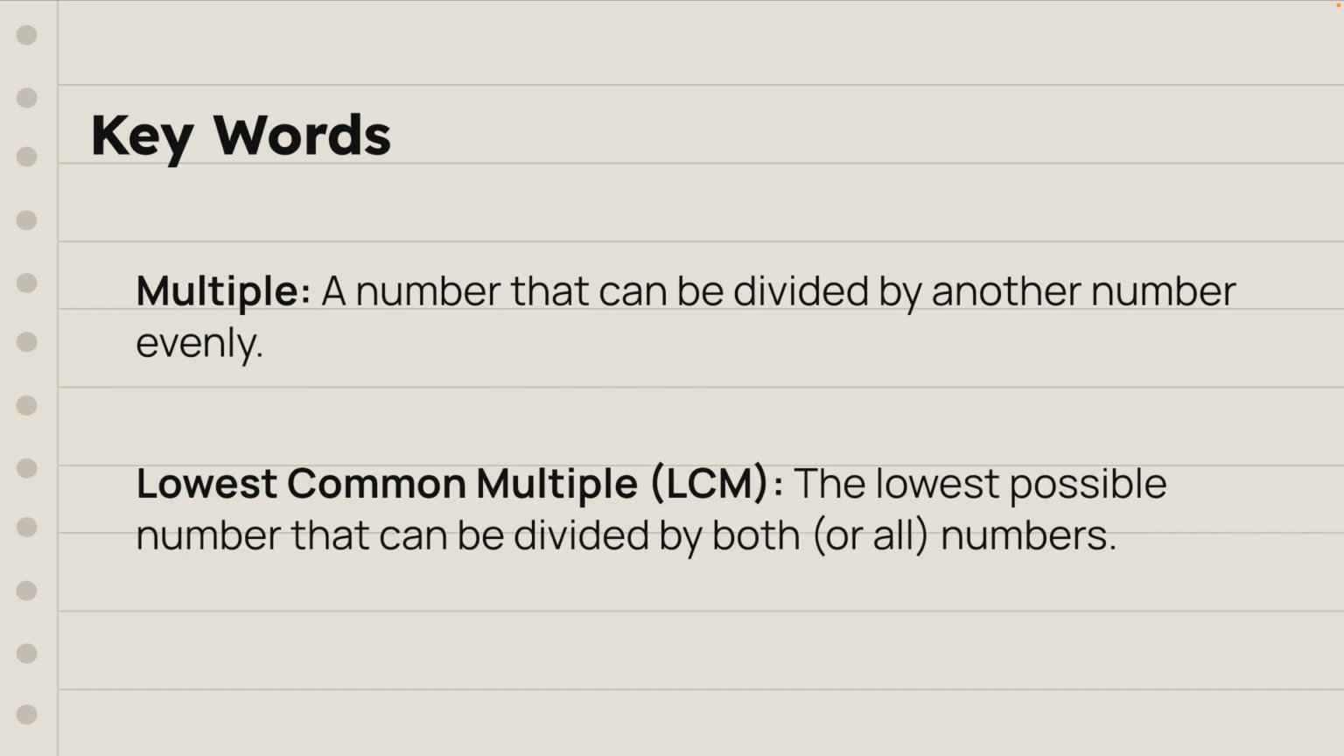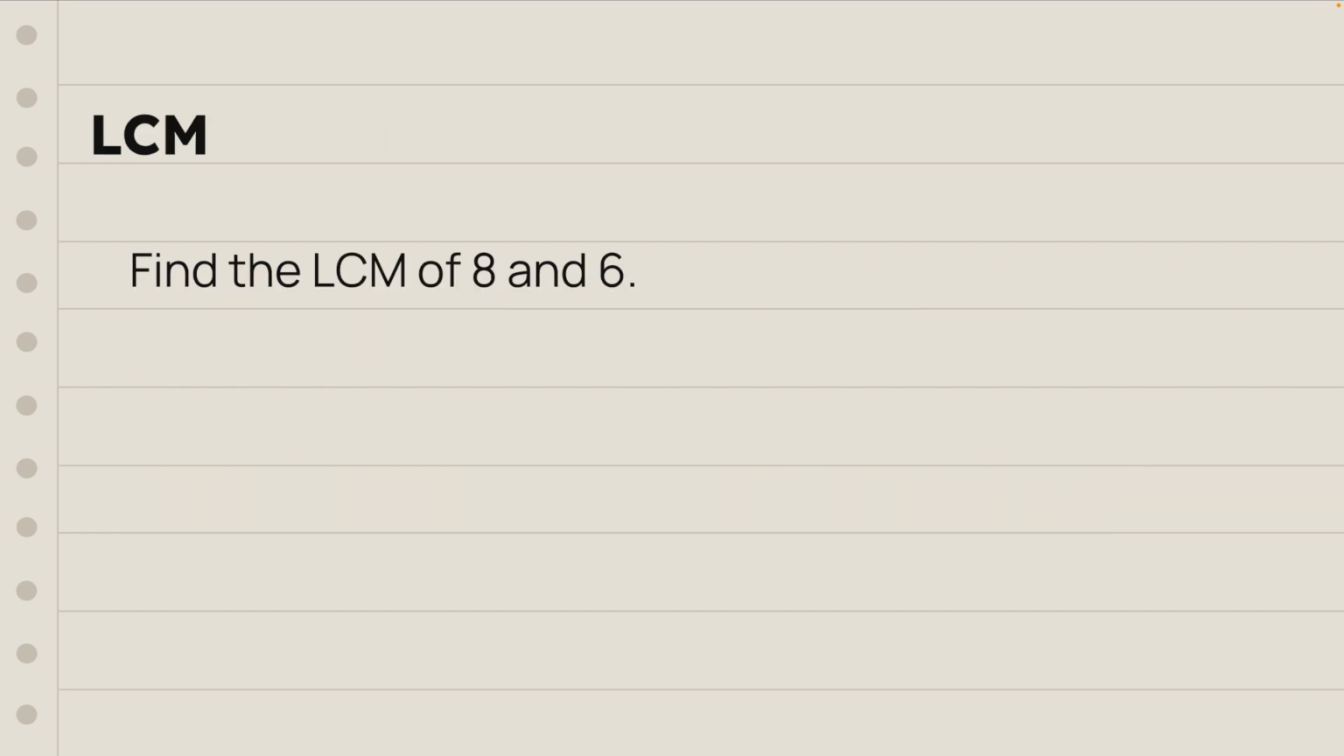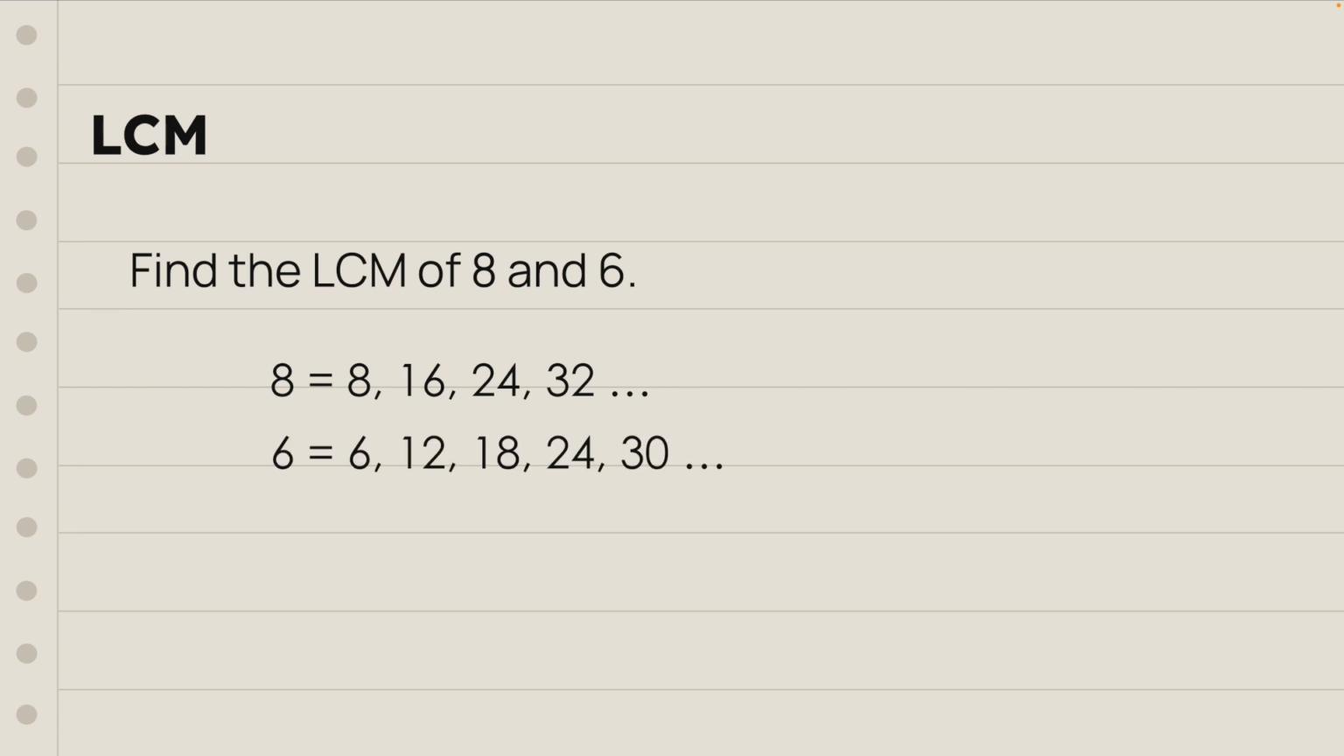The lowest common multiple, or the LCM, is the lowest possible number that can be divided by both or all of the numbers. So for example, if I want to find the lowest common multiple of 8 and 6, what it's asking for is if I was to count up by 8 and I was to count up by 6, what is the smallest number that would be in both of those lists? So I can count up by 8, I can count up by 6, and I see that the first number in both lists is 24. So that means that the lowest common multiple is 24.